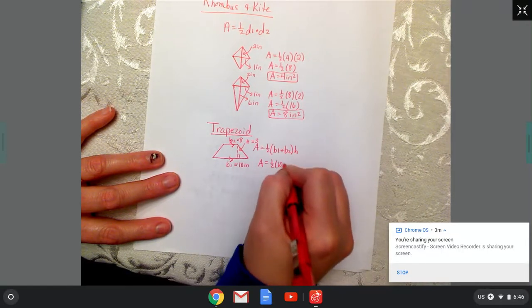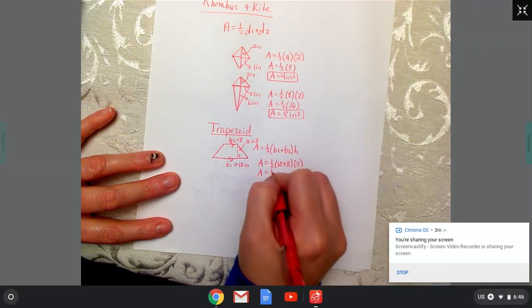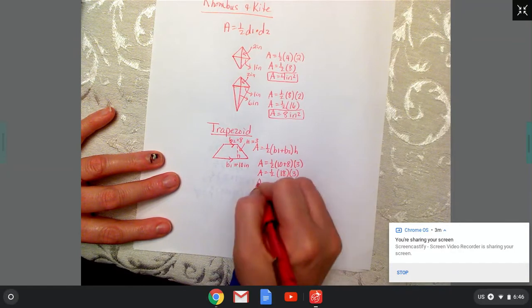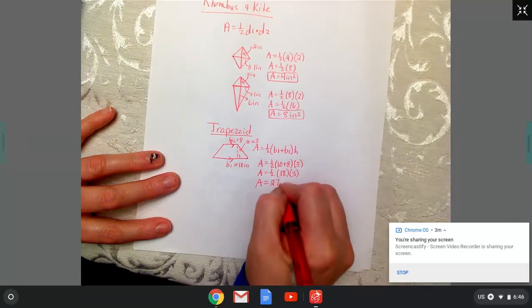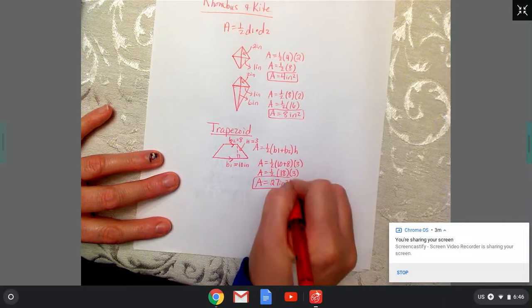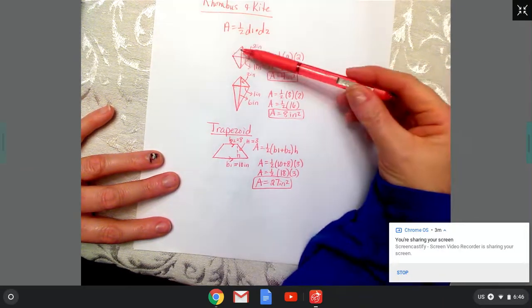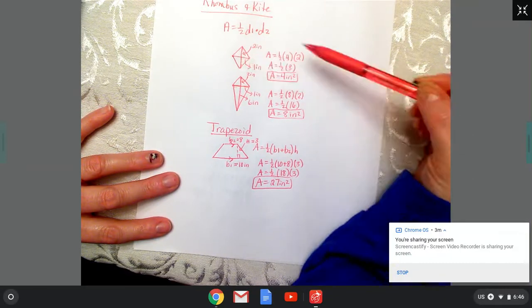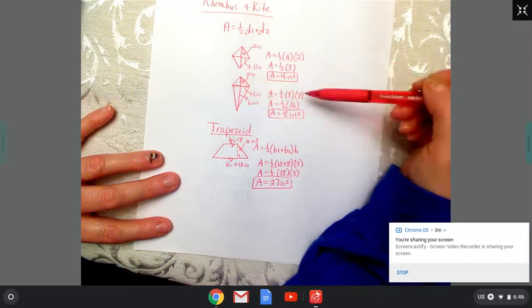1/2 base 1 plus base 2 times the height. So that gives me 18. Half of 18 is 9. 9 times 3 is 27. Okay, so I didn't want to leave you high and dry with the trapezoid, or if you had two double diagonals, 2 and 2 makes 4, 1 and 1 makes 2. And on the kite, 2 and 6 makes 8, 1 and 1 made 2.